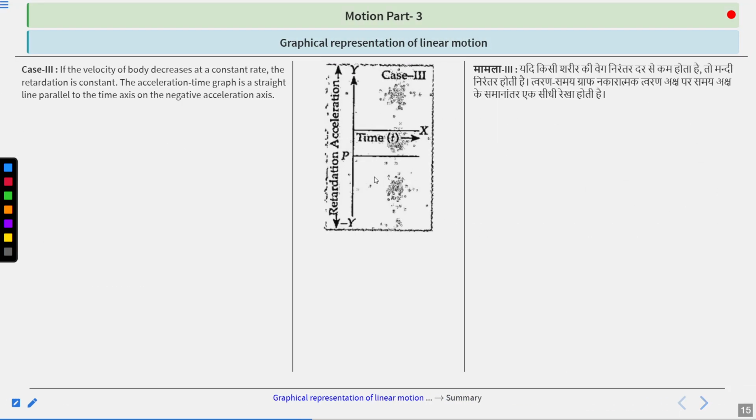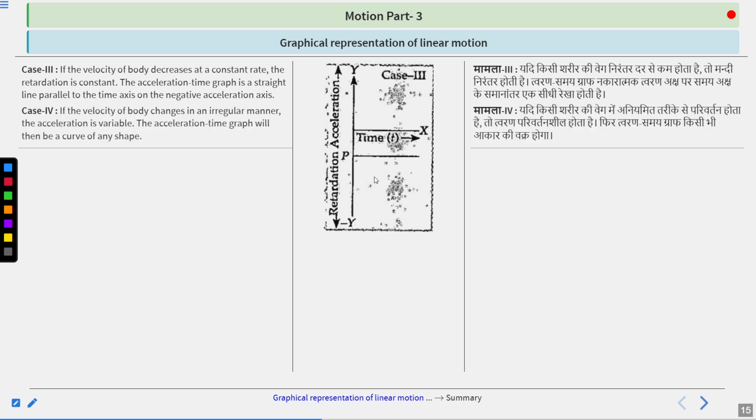Case 3: if the velocity of a body decreases at a constant rate, the retardation is constant. The acceleration-time graph is a straight line parallel to the time axis on the negative acceleration axis. Case 4: if the velocity of a body changes in an irregular manner, the acceleration is variable. The acceleration-time graph will then be curved, of any shape.